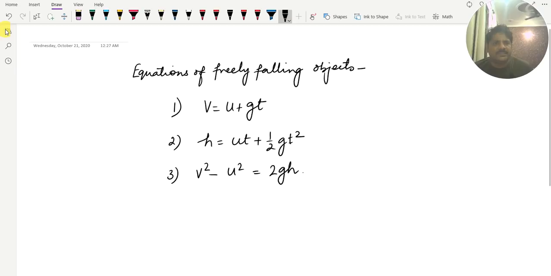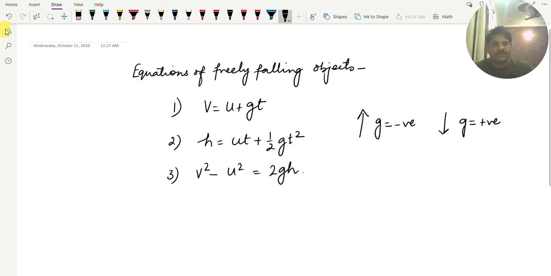We talked about other conditions also, like if a body is thrown up, g is taken as negative. If a body is coming downwards, g is taken as positive. Then we also talked about when to take g is equal to plus 9.8 meter per second square and when to take g is equal to minus 9.8 meter per second square. We also solved a few numericals related to these equations.